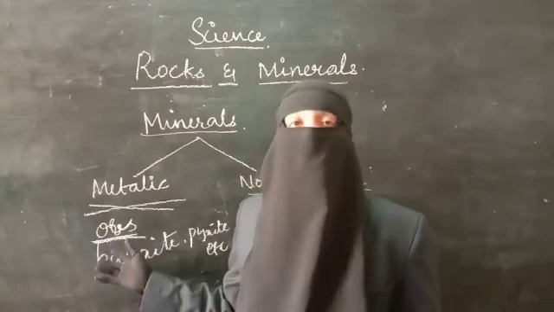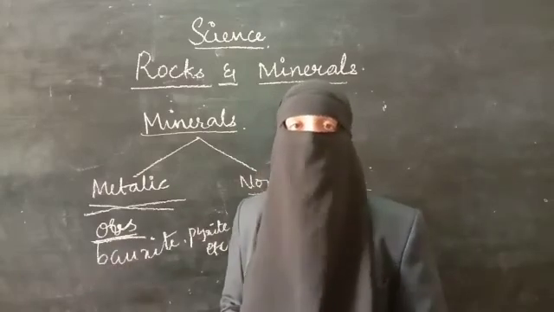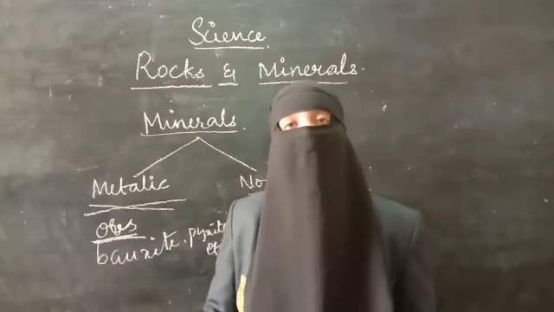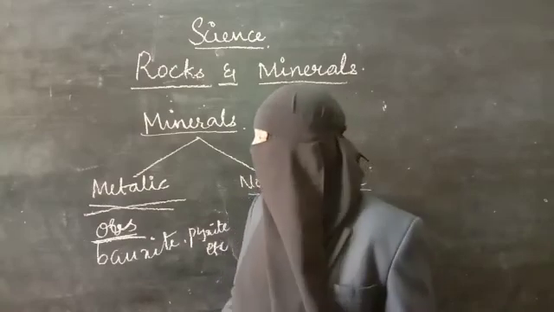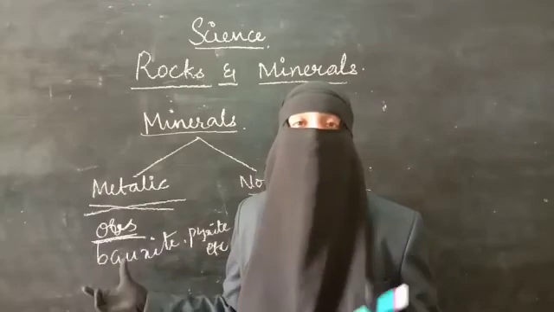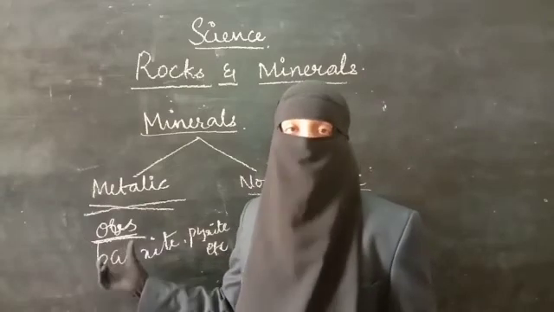They are also taken from the earth surface itself. The mines are dug, and from there the gold, silver, all those are separated. All those are taken. And we know that limestone is a rock which is used for separating ores.